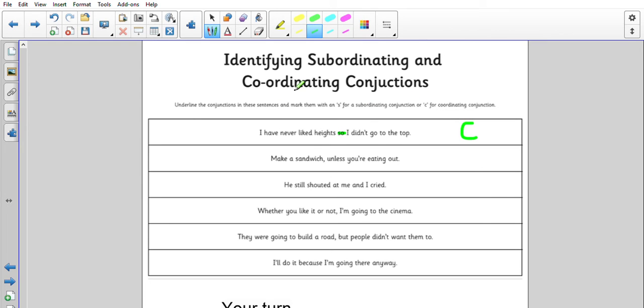So you need to pause the video now, finish your GPS for the day, and then get ready for English.